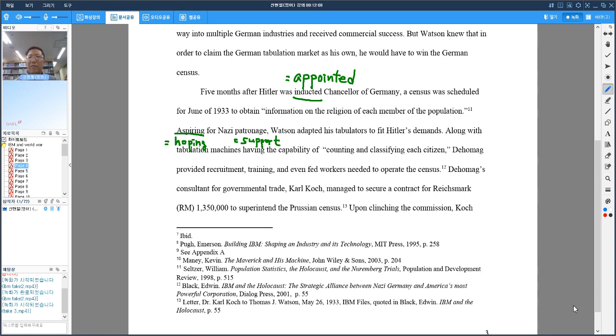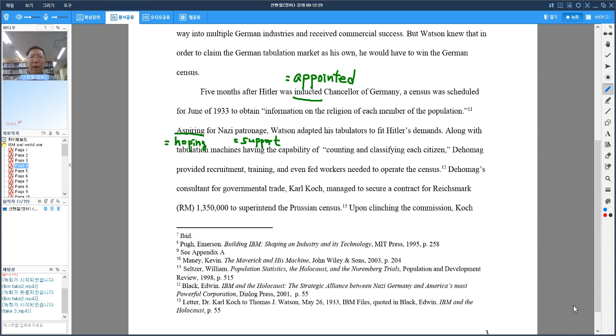So Dehomec's consultant for government trade, Karl Koch, managed to secure a contract for 1.3 million Reichsmark to superintend the Prussian census. So there is this man named Karl Koch.